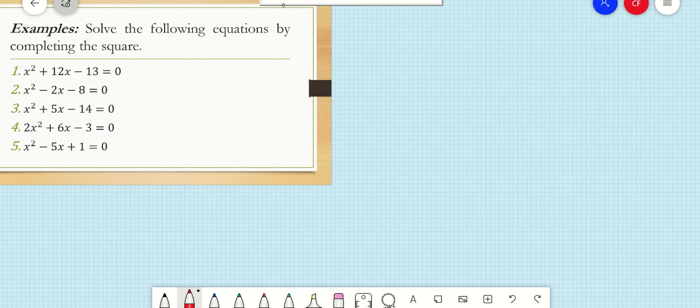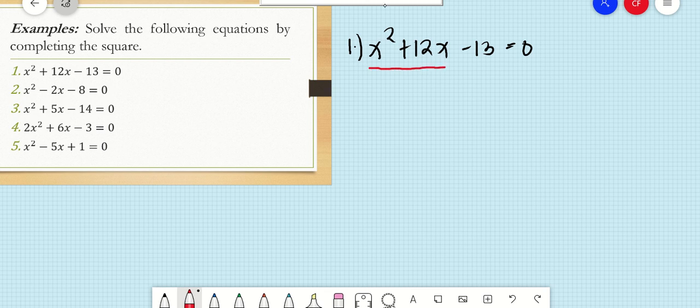Okay, so first example, we have x squared plus 12x minus 13 equals 0. Okay, so again, yung goal natin dito is kunin po natin yung perfect square trinomial nung expression na to. Okay, yung x squared plus 12x.